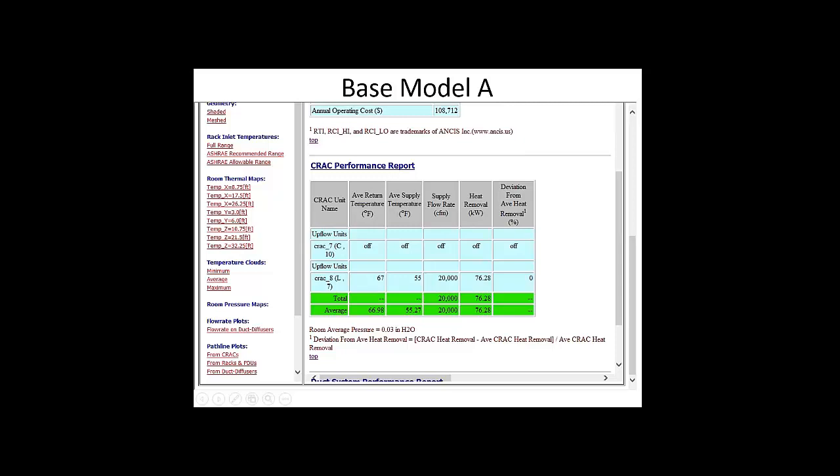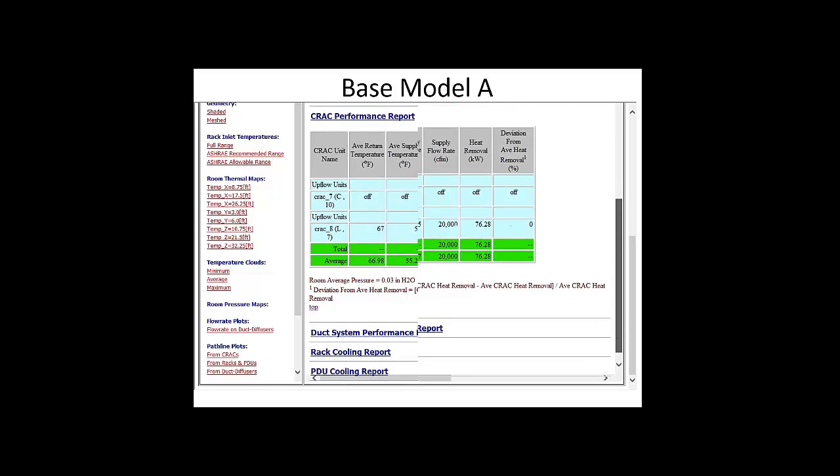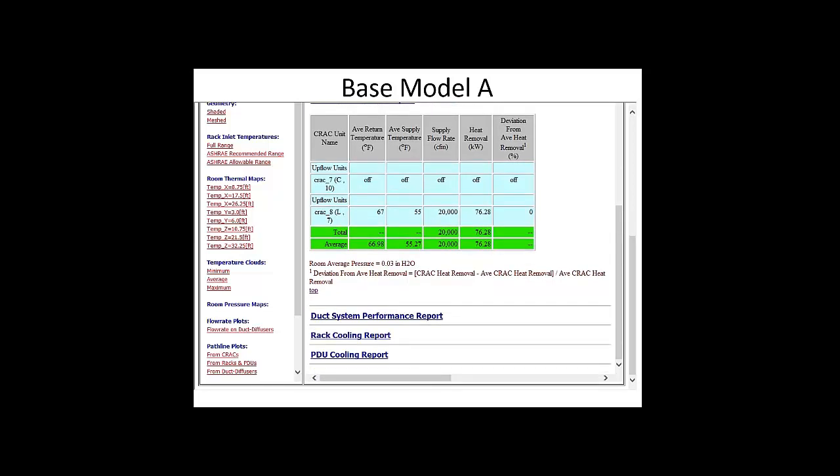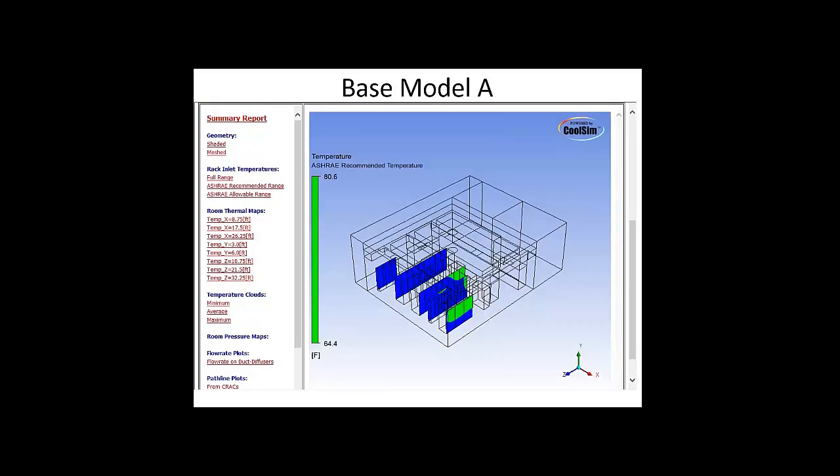In fact, the converse is also true. The higher the return temperature, the more efficient the cooling unit is, and its capacity actually grows. It gets to the point where a 4-ton crack may become a 5 or a 6 because you're returning very high air temperatures. So we can see this model here.